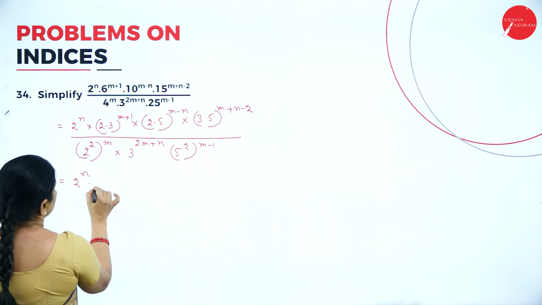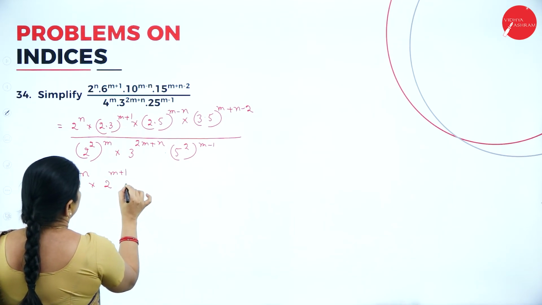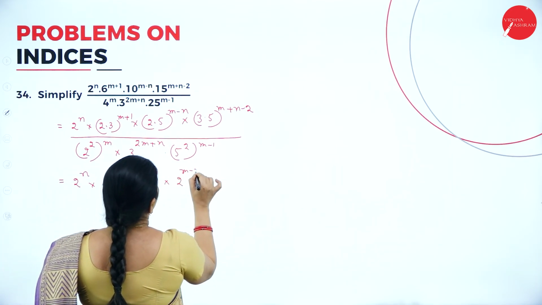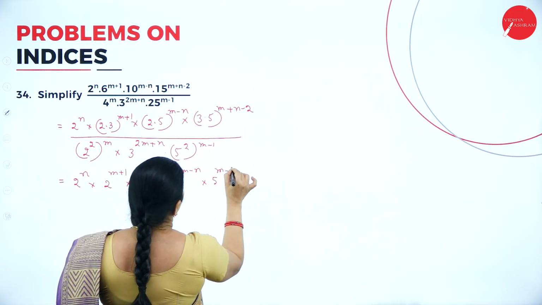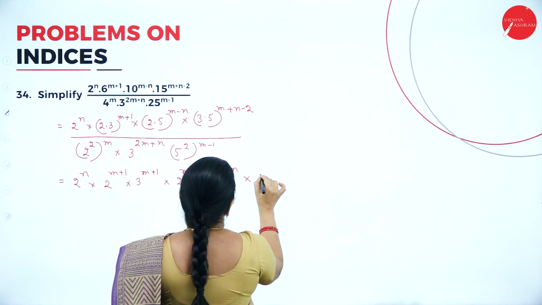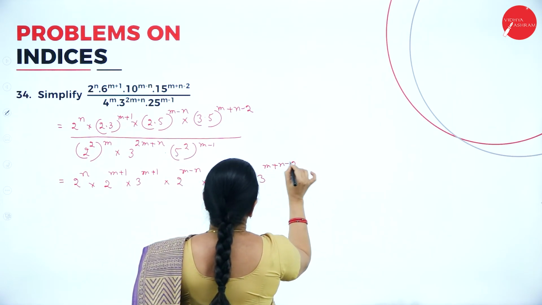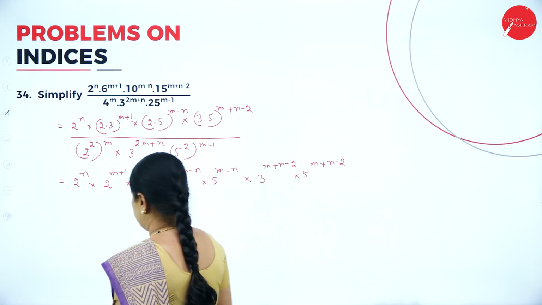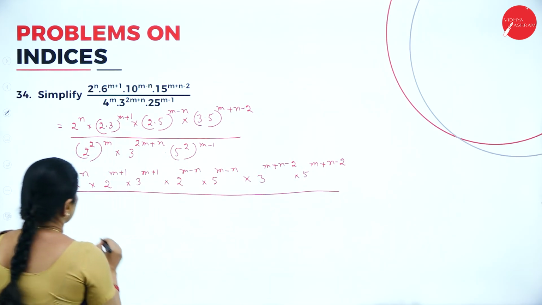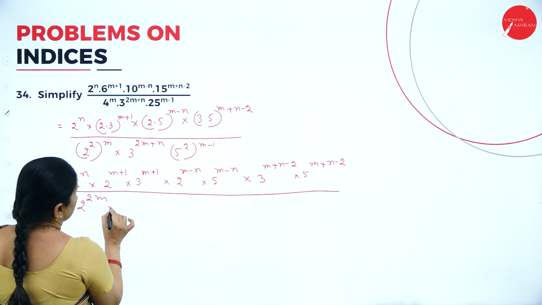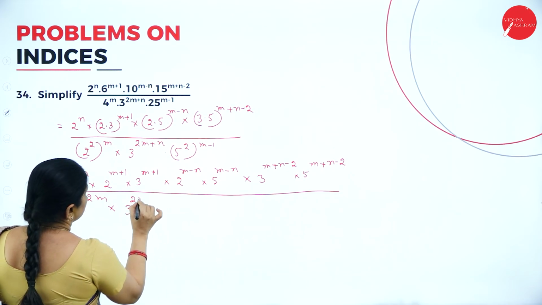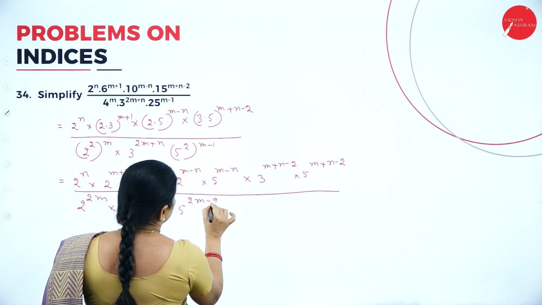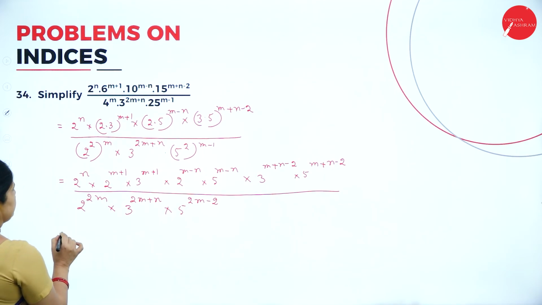So 2 to the power of n into 2 to the power of m plus 1 into 3 to the power of m plus 1 into 2 to the power of m minus n into 5 to the power of m minus n into 3 to the power of m plus n minus 2 into 5 to the power of m plus n minus 2, whole over 2 to the power of 2m into 3 to the power of 2m plus n into 5 to the power of 2m minus 2. Now we will simplify this further.